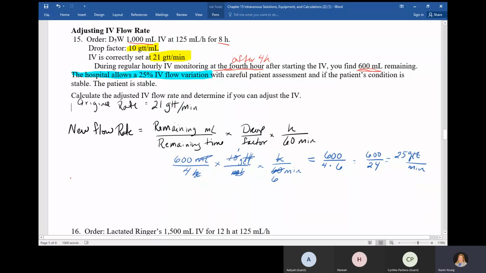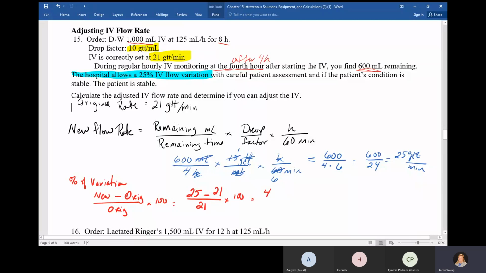So we've got to find the percent of variation in order to determine whether or not you can adjust the flow rate. So the percent of variation, you take your new flow rate minus your original, divided by your original, times 100. Okay? So our new flow rate is 25 minus my old, which is 21, my original, then divided by my original, times 100.